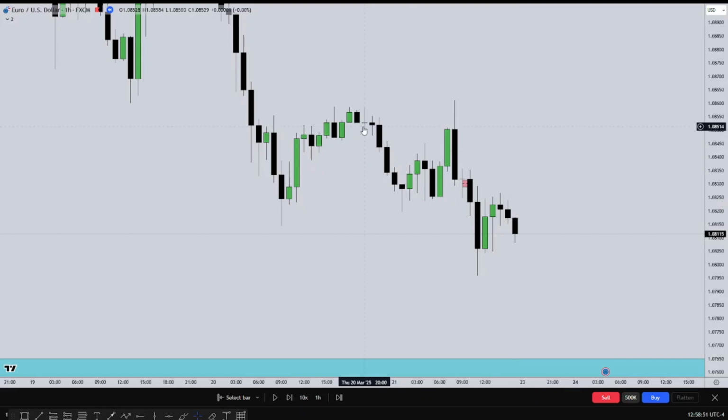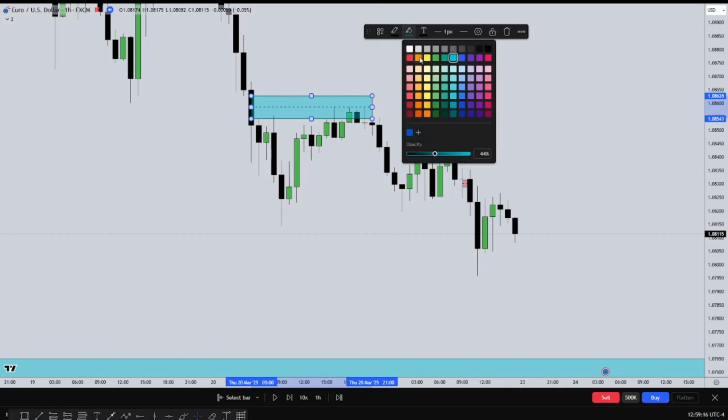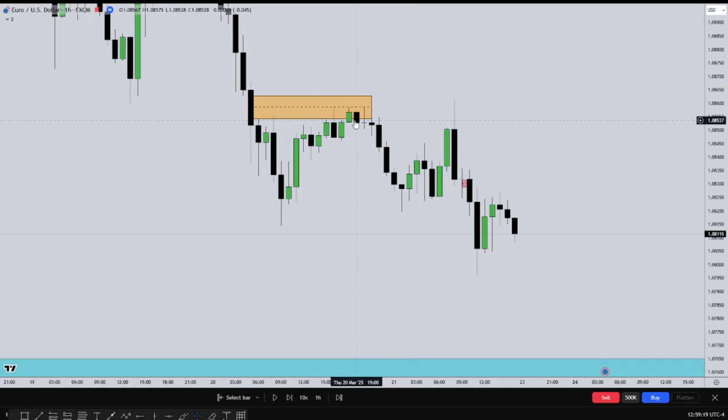Now in this example, price opened, traded higher, back to this 1-hour fair value gap. After the run on this swing high, price respected the fair value gap, traded lower, took out the swing low. After the run on the swing low, first price respected this fair value gap. I'm going to make this orange. It respected the fair value gap, traded lower, took out the swing low.